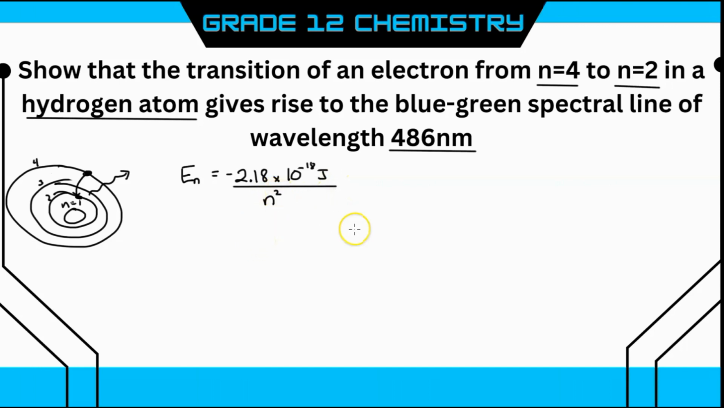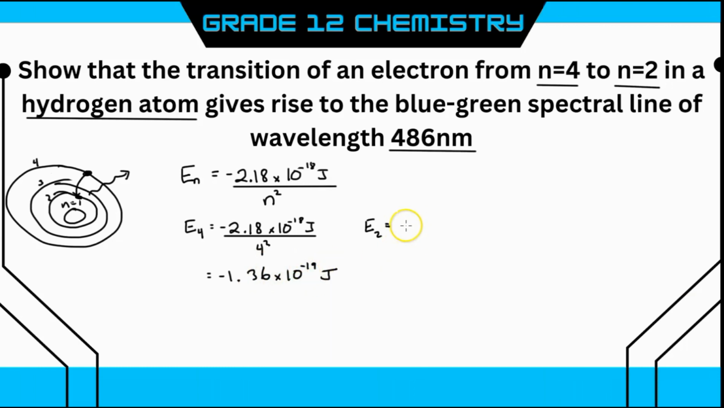What we're going to do is figure out how much energy it had at the fourth energy level, how much energy it has at the second energy level, and then we'll find the difference to see how much it lost when it dropped from 4 to 2. So let's try 4. We have minus 2.18 times 10 to the minus 18 joules, and for our fourth, that's 4 squared. And that gives us negative 1.36 times 10 to the minus 19 joules.